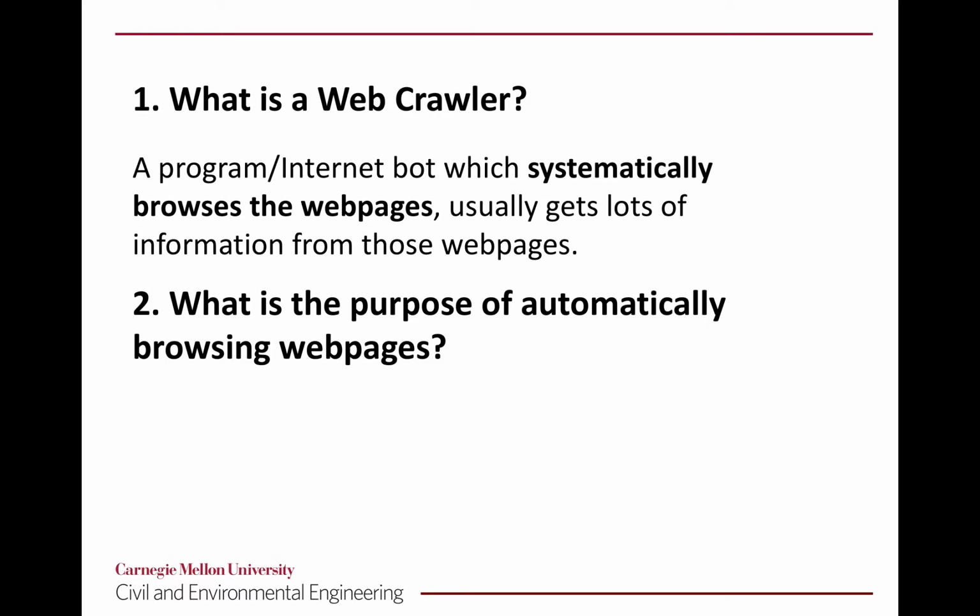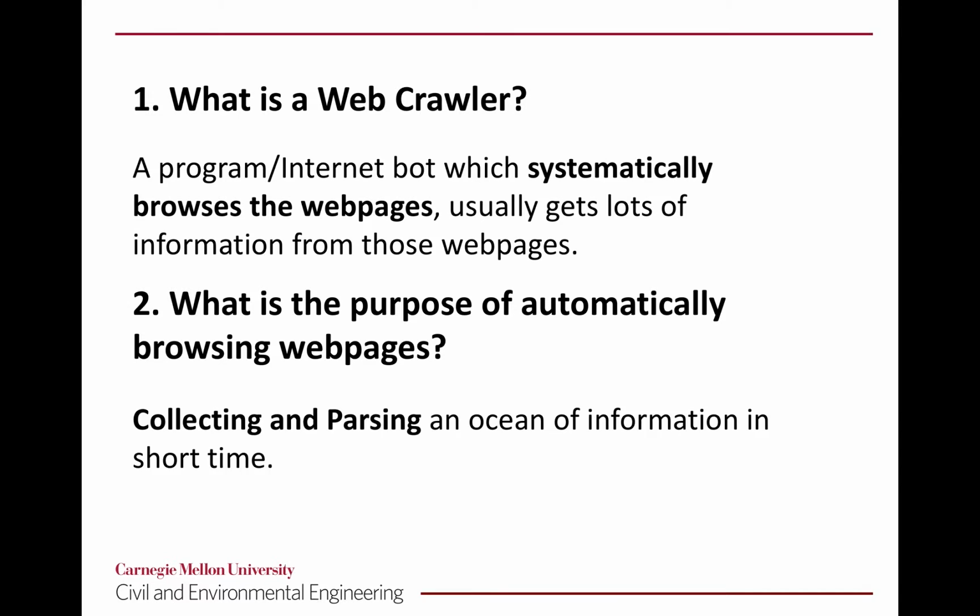So what is the purpose of automatically and systematically browsing web pages? Actually, sometimes we need a lot of information from the internet to help us make decisions or make some predictions. That's very important for us individuals or big companies. We know that the more information we have, the more likely it can be to make right decisions or predictions.